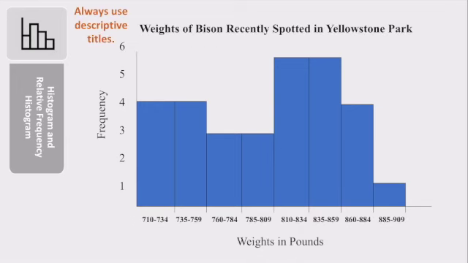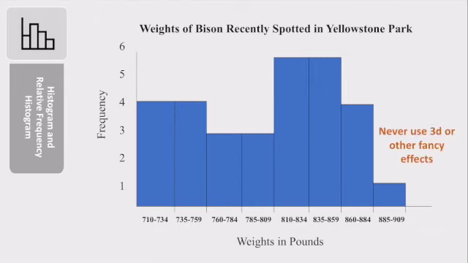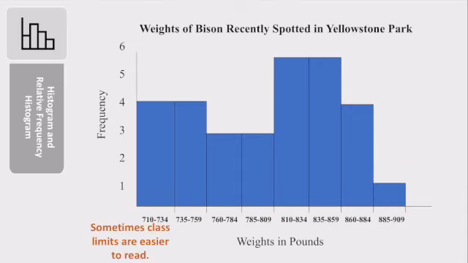You always want to make sure that you have a descriptive title and your axis is labeled clearly, and never use 3D or other fancy effects. It makes it a lot easier for your data to be read and understood if it's a little simpler. Sometimes class limits are easier to read than midpoints, so you know the weights that are in each bar.